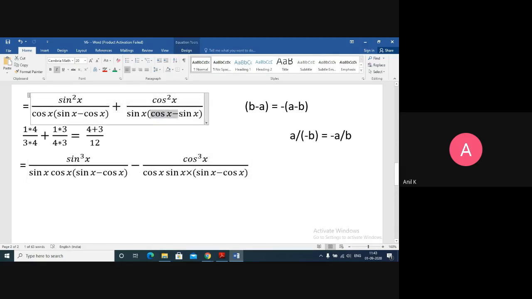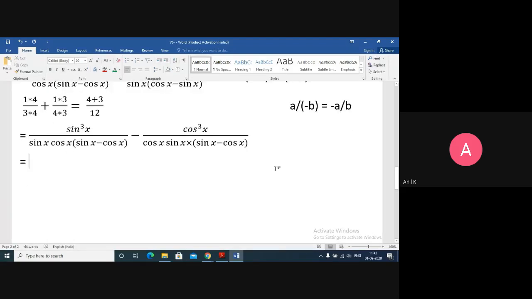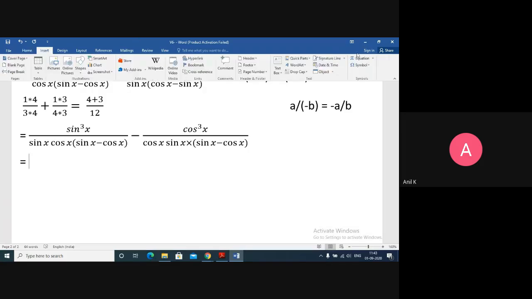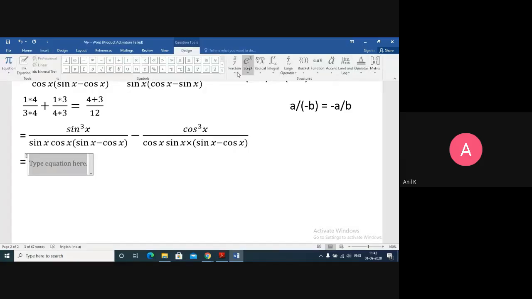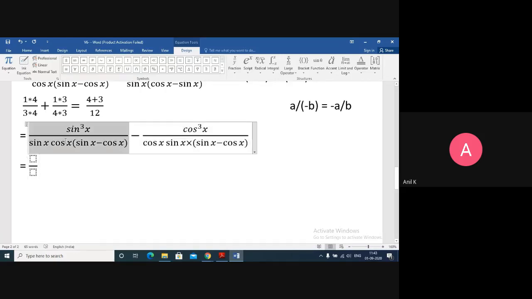How is it transformed? First I have taken common from here. Then I brought it to the front. Then I brought it to the numerator. Then finally I bring it to here. Now see, after looking at both the numerators of the fractions, both the numerators are the same. Everyone agree? You have sin x minus cos x into sin x minus cos x. So I'll go for the LCM now.